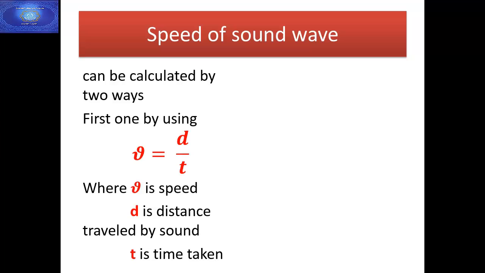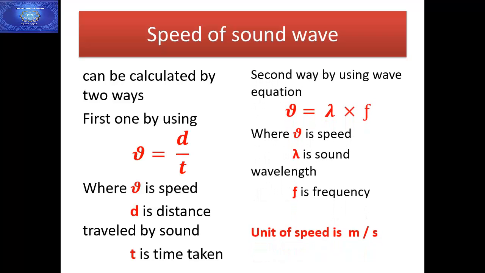This formula can be used to calculate speed of sound, or we can use the wave equation, which is V equal lambda times F. V is the speed, lambda is the wavelength of the sound, F is the frequency of the sound. The unit of speed in SI unit is meter per second. So we have two ways to calculate the speed of sound, by using D over T or by using the wave equation. This depends on the givens in the exam.